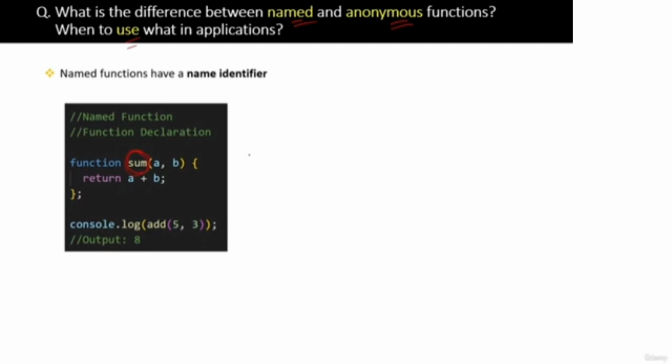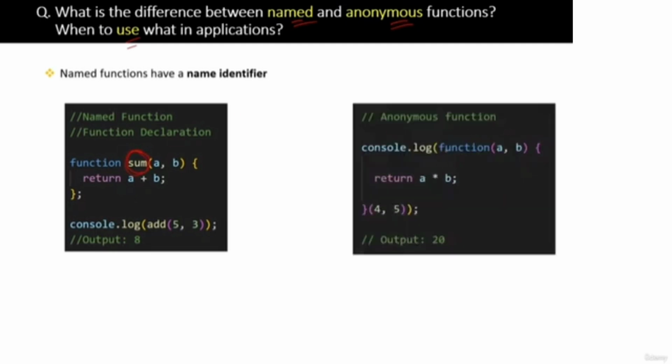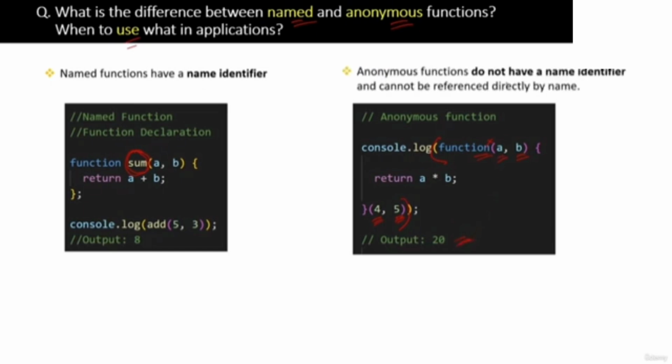On the other hand, we have anonymous functions in JavaScript, like this one inside the console log. Here we have one function, but it does not have any name. That's why we call it an anonymous function. Anonymous means without name, okay? Here the anonymous function is accepting the parameters a and b. And from here we are passing the values 4 and 5 for these two parameters a and b. And finally we are getting 20 as the output. The definition of an anonymous function is: anonymous functions do not have name identifiers and cannot be referenced or called directly by the name like we can call named functions, right?